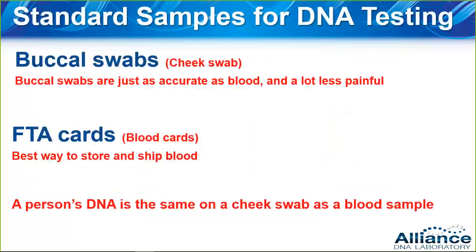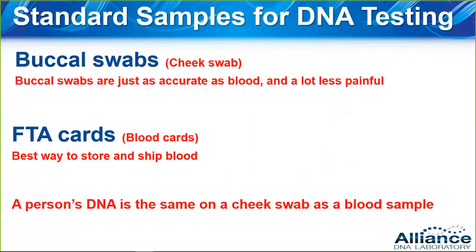I want to cover with you what the standard samples for DNA testing are. Buccal swabs is what we see the most of. These are cheek swabs. They resemble a Q-tip that's about 6 inches long, and it has a cotton swab on one end of them. Buccal swabs are used most commonly, and they are as accurate as blood, but a lot less painful. You don't have to prick a finger or draw any blood for a DNA test.